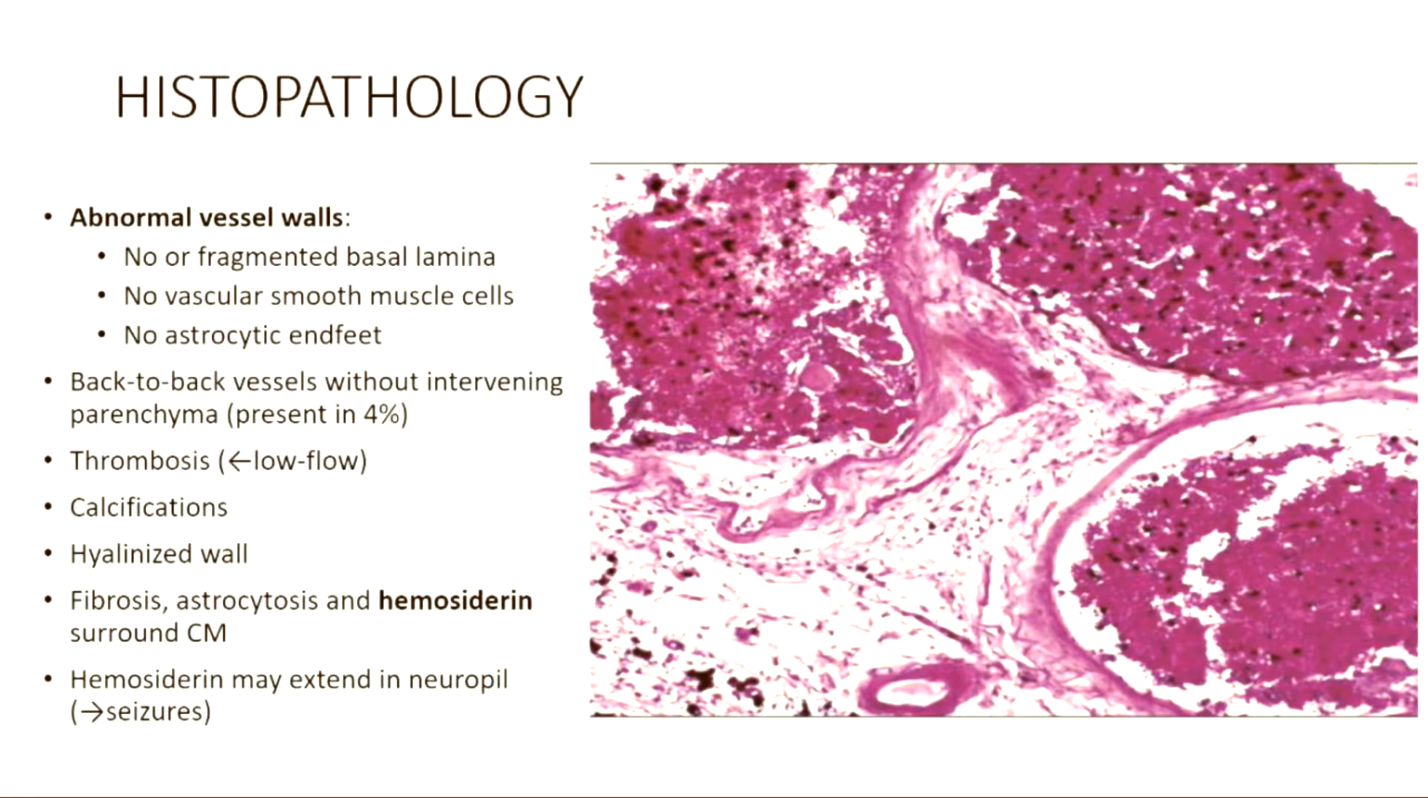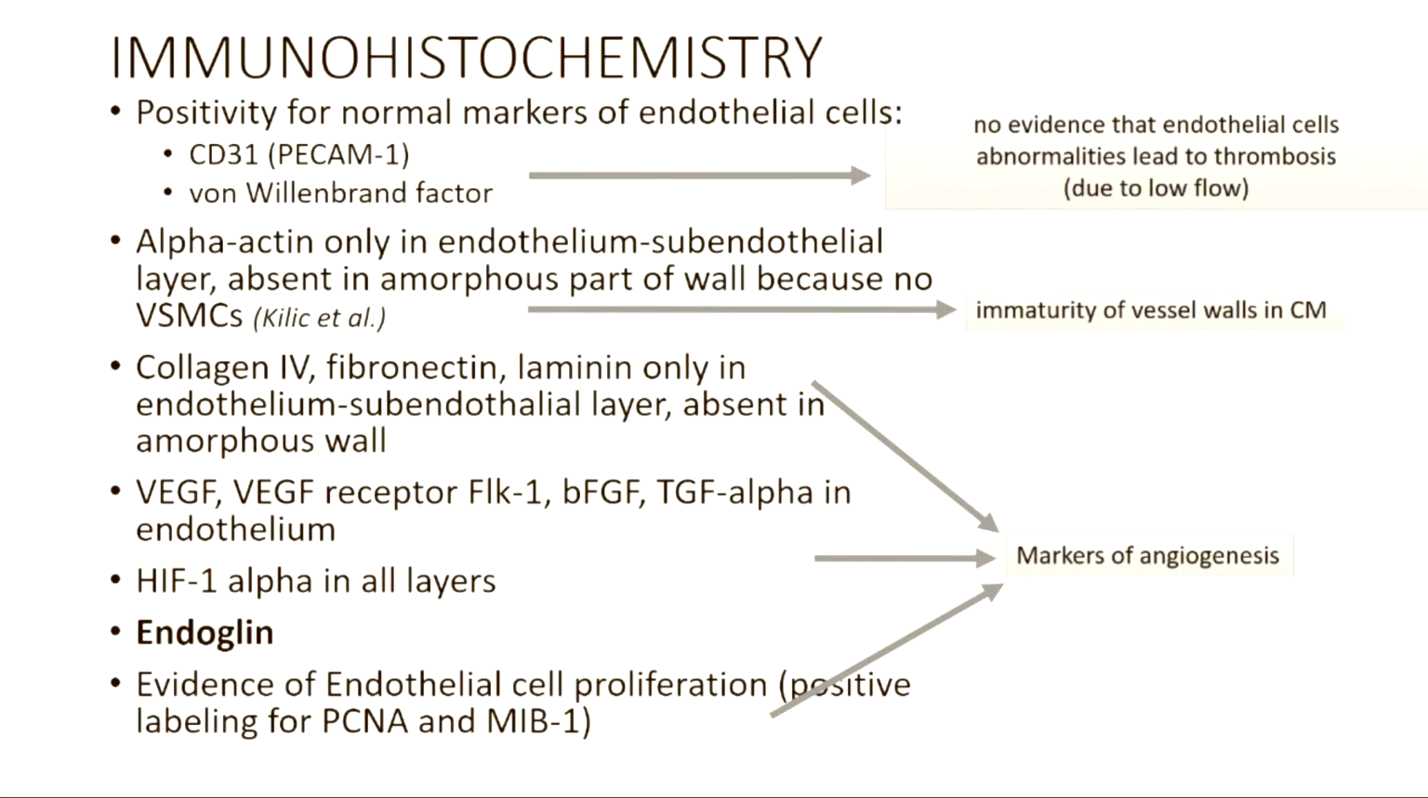Immunohistochemically, there is positivity for normal markers of endothelial cells. So there is no evidence that endothelial cell abnormalities are responsible for the thrombosis, which is due to a low flow inside the malformation. The alpha-actin is present just in the endothelium and subendothelial layer. So it's absent in the amorphous part of the wall because there are no vascular smooth muscle cells. And then there are a lot of markers of angiogenesis.